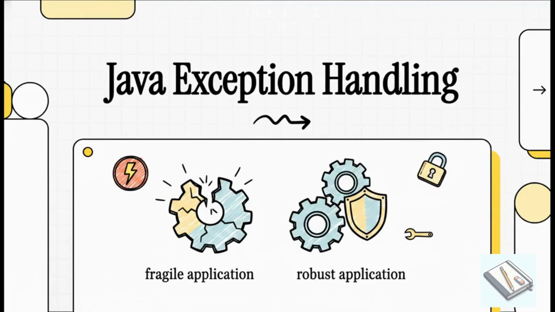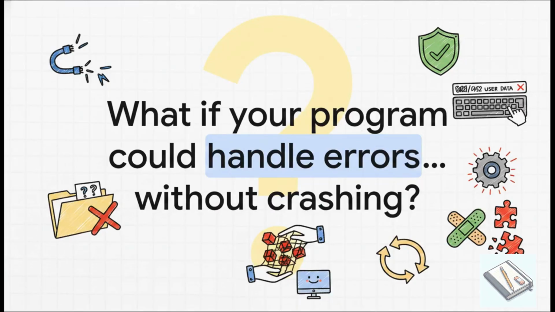Let's be real, in programming, things are gonna go wrong. It's just a fact. Today, we're diving into Java's super powerful system for dealing with those errors, exception handling. This is the absolute key to turning a fragile app into a rock-solid one. I mean, really think about that for a second. Errors happen all the time, right?